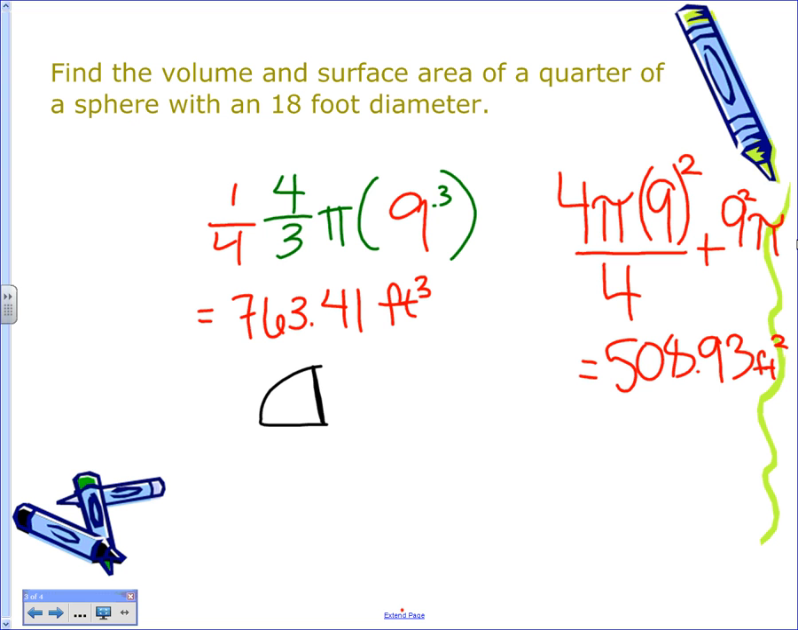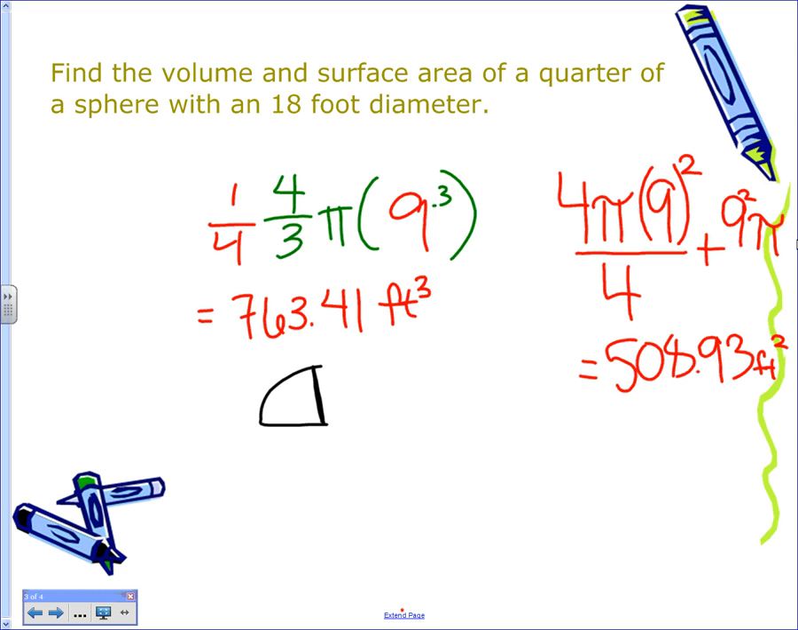Does that make sense? You see where that comes from? No, you were right. Yes. So like if you had a hemisphere, to do the surface area, you do half of the normal 4 pi r squared, but then you'd have to add this, because that's also surface area. Does that make sense?